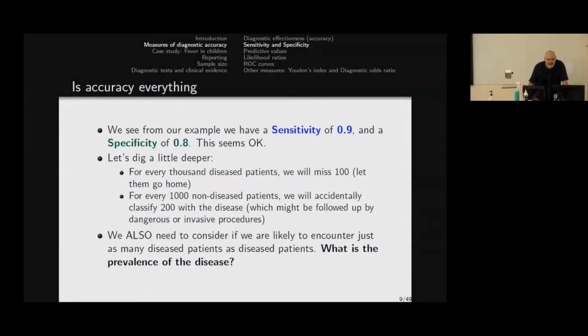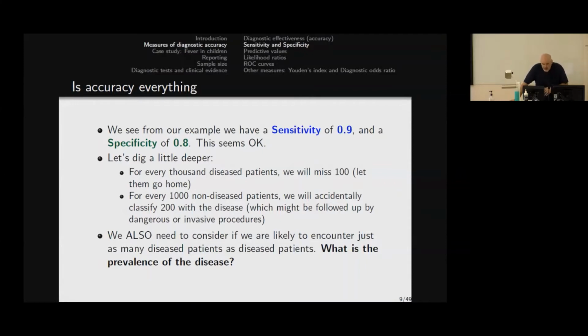Okay. Now, thinking about it from the other way, for every 1,000 non-disease patients, we will accidentally classify 200 with the disease. So we have to think about the cost of telling a patient they have the disease when they really don't. Okay. Now, in some contexts, if I say to someone, you've got the flu when you really don't, that's not a big deal. But if I tell you you've got cancer when you really don't, that's horrible. That's horrible for the patient to go through. I shouldn't say patient, for the person to go through.